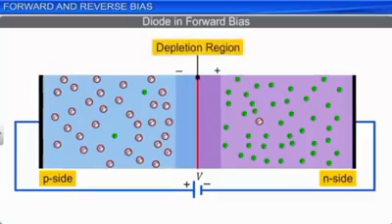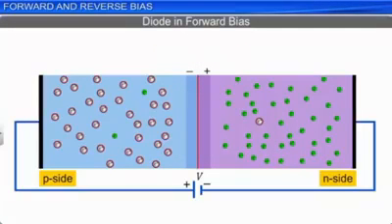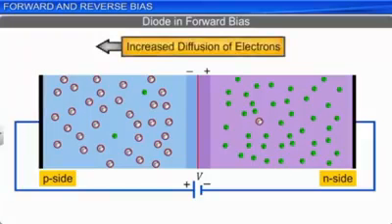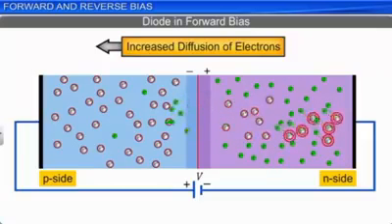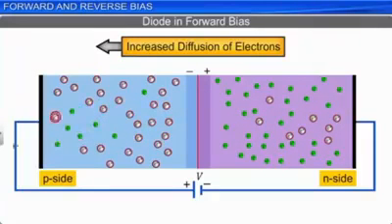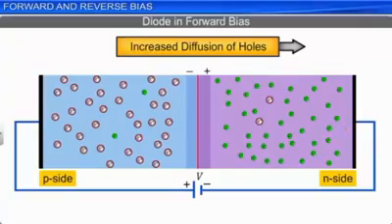The lowering of the barrier potential and the decrease in the width of the depletion region leads to an increase in the diffusion of electrons from the n side to the p side. Simultaneously, the diffusion of holes from the p side to the n side across the p-n junction also increases.